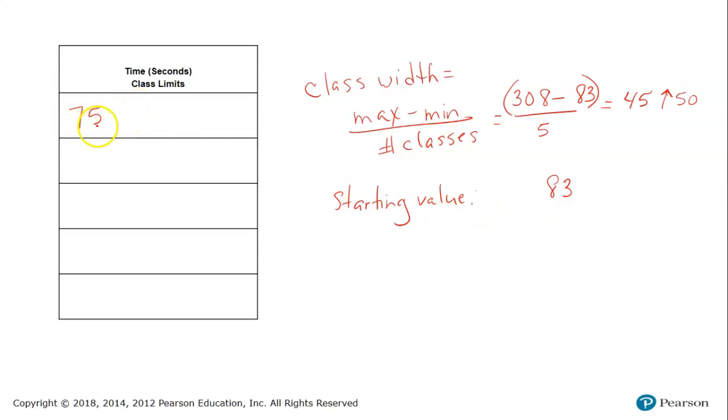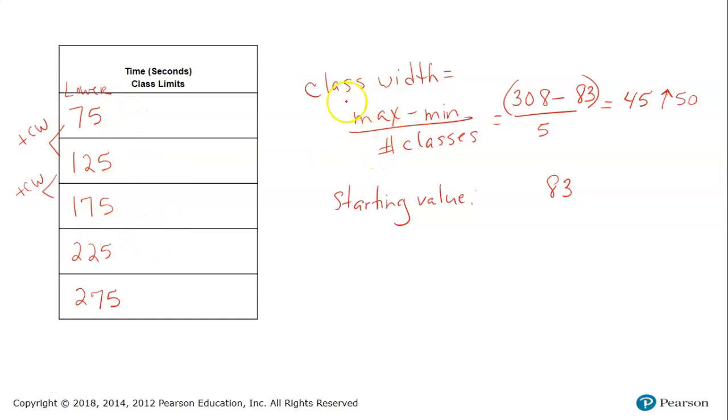Okay, so we've got 75 as our starting value. What we want to do is add our class width to this. If we add a class width of 50, that takes us to 125 for the next lower class limit. And we're going to keep doing that, keep adding the class width as we go. So this will be 175, this will be 225, and then finally 275. All of these are our lower class limits that we just found.